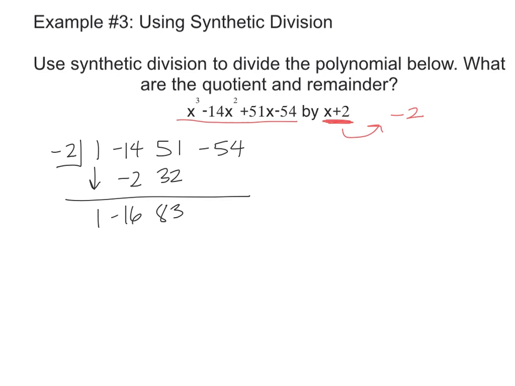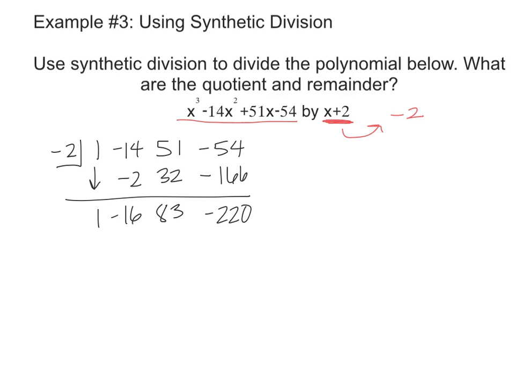One more time, multiply -2 and positive 83, and that becomes -166. If I add those together, that will give me -220.